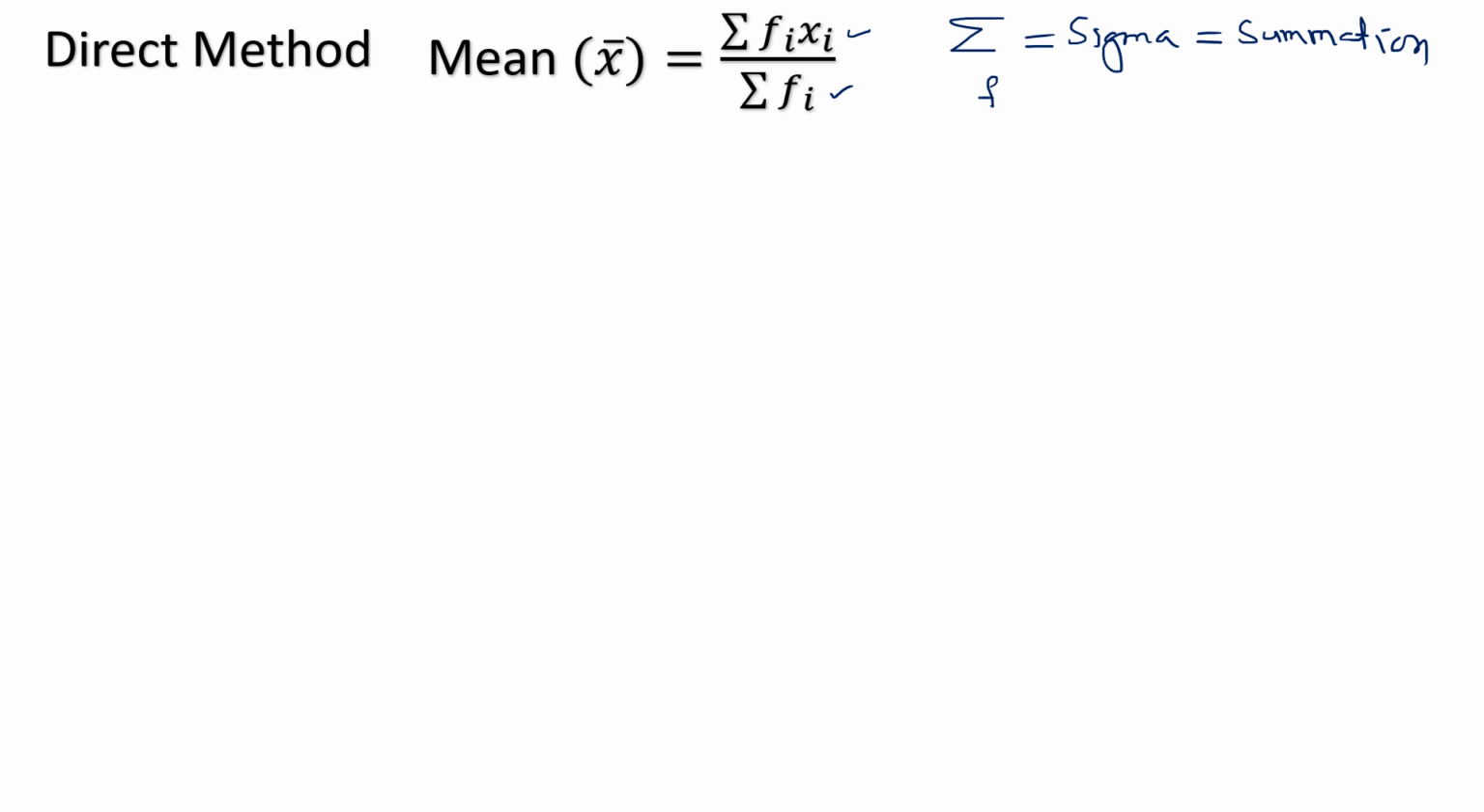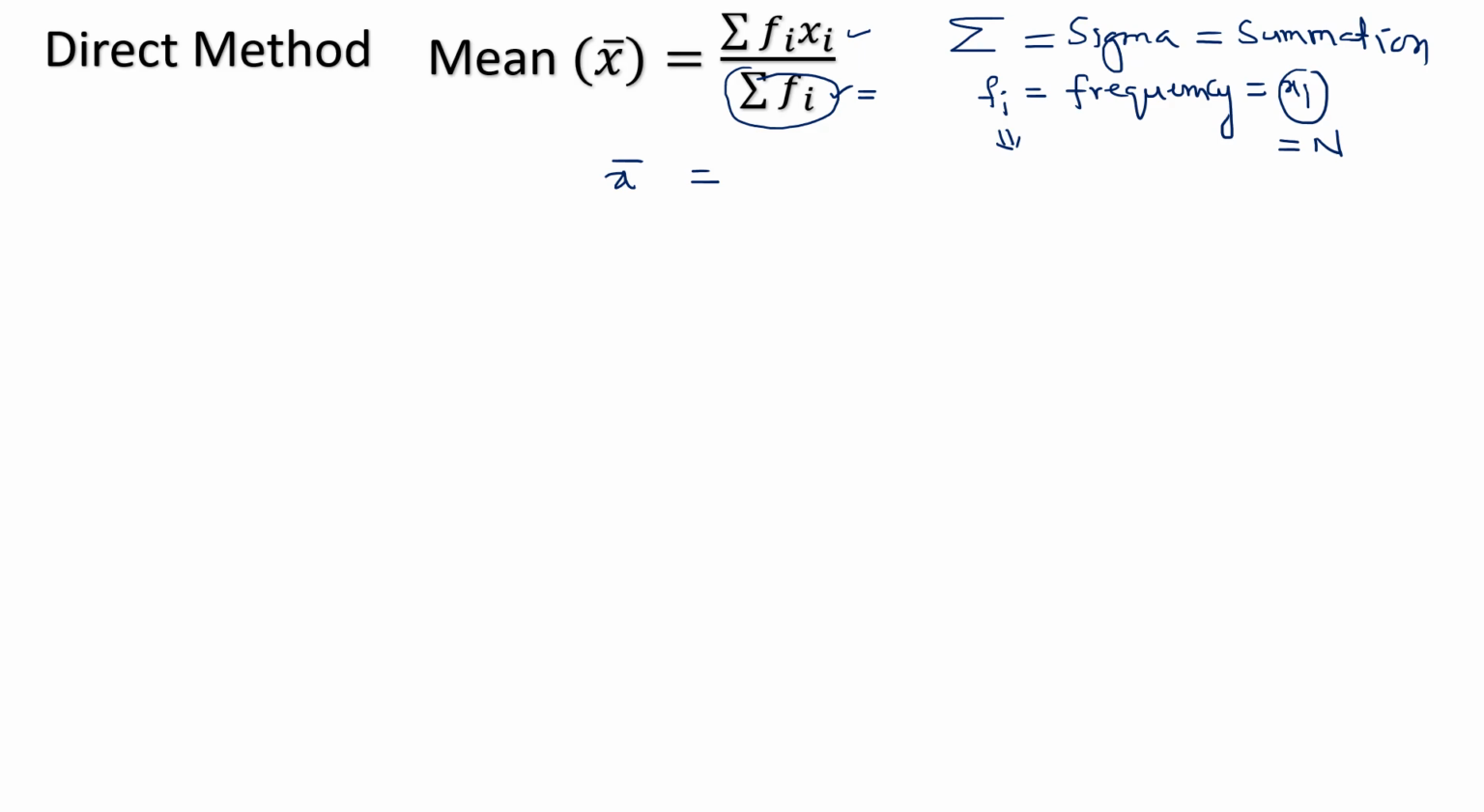In the previous session I said f is the letter we use to denote the frequency. Frequency is nothing but the number of times that particular observation xi is repeating. So if you take the sum of all these numbers, that ultimately is equal to the sum of all the data points, that is n. So sigma fi is nothing but the total number of observations. Clear? So the formula remains the same.